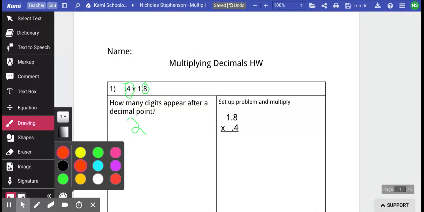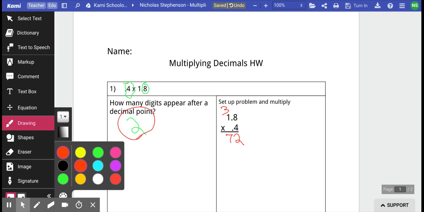I'm going to do 4 times 8, and that's 32. 4 times 1 is 4, plus 3 is 7. So for my digits, I have 72. But now to figure out where the decimal point goes, I have to look over on the left, and I know that there are 2 digits that come after a decimal point.